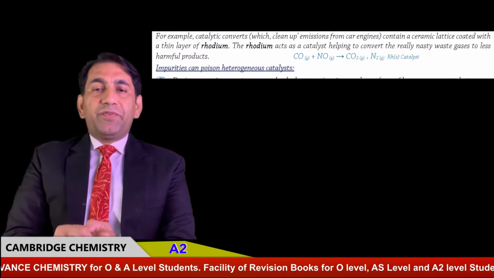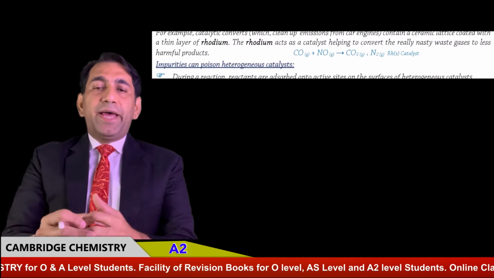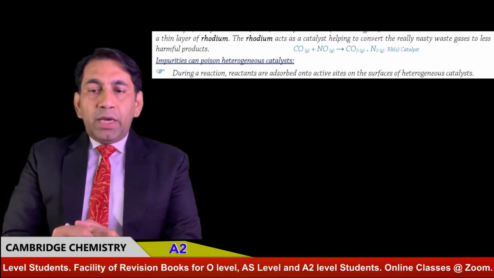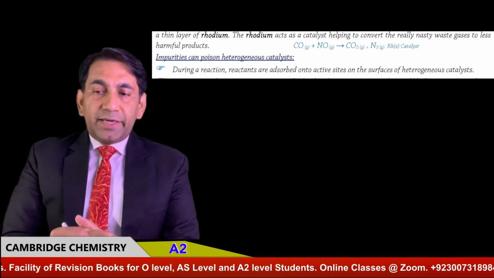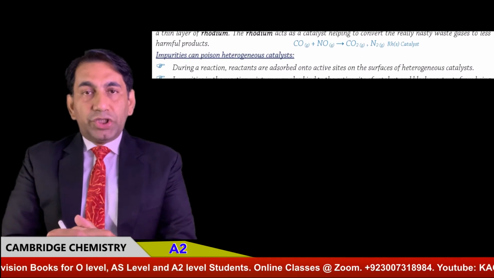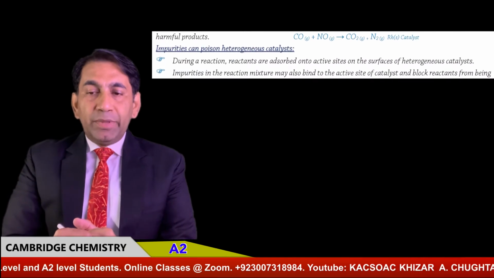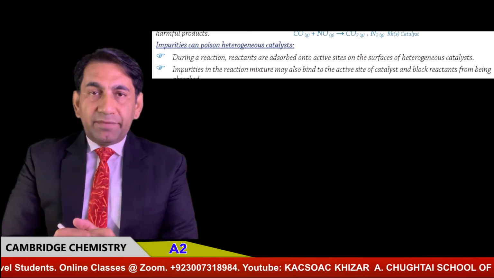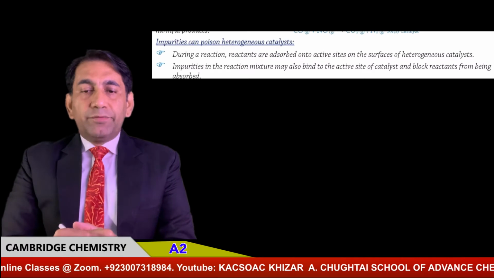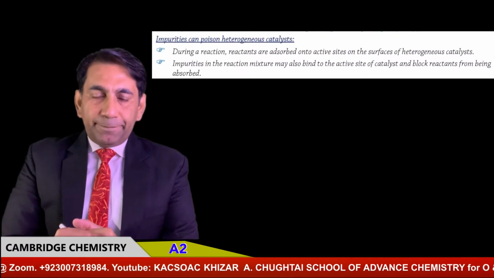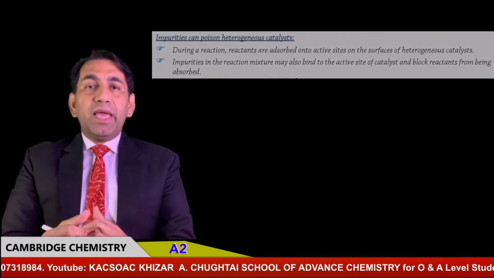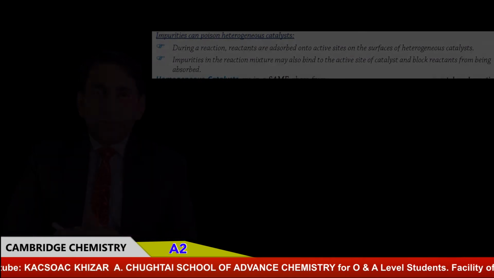Basically, during the course of a reaction with heterogeneous catalysis, reactants are adsorbed on the active site of the surface of the heterogeneous catalyst. In case of impurities in the reaction mixture, they may bind at the active site of the catalyst and block the reactant from being adsorbed at that site. And impurities may poison the catalyst.